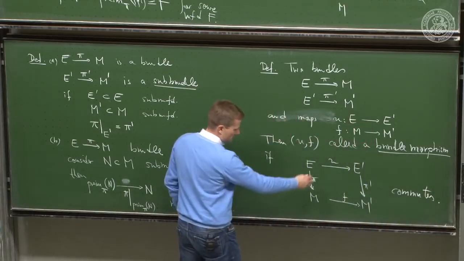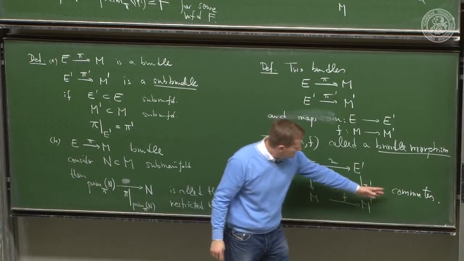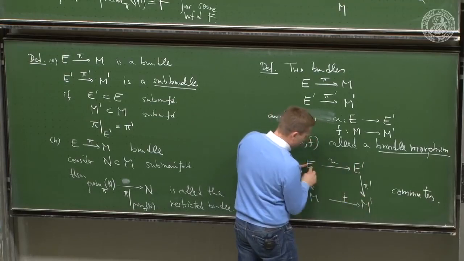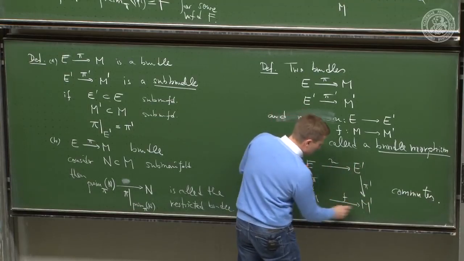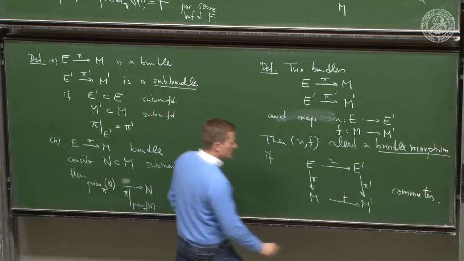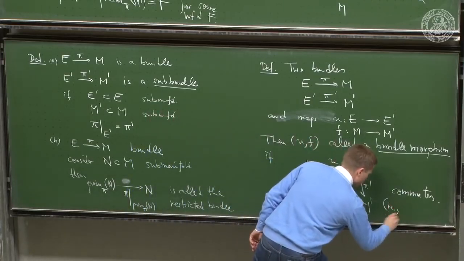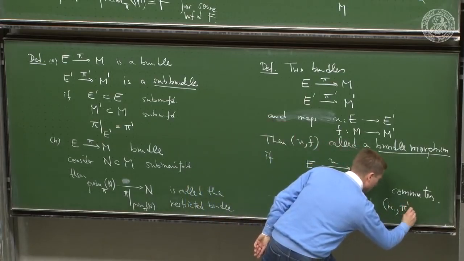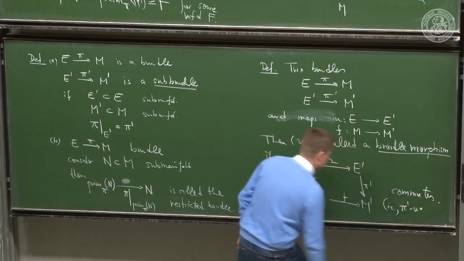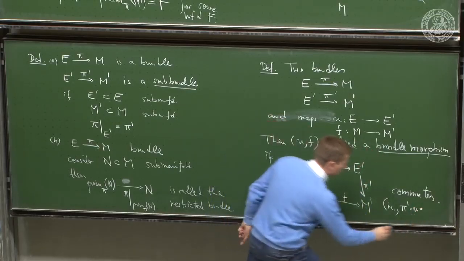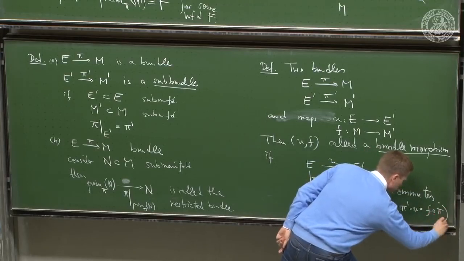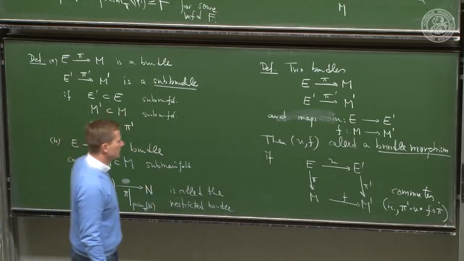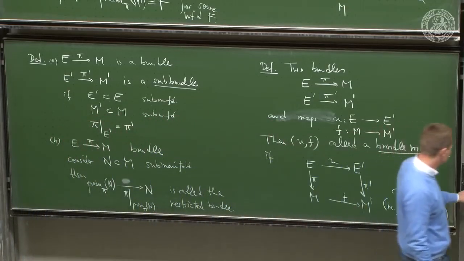Well, maybe we should spell out once again what it means for this diagram to commute. It means you can either go this way from this E to M prime, or you can go that way, and it should give you the same result. So that is pi prime after U is the same as F after pi. And you see, you need to use this projection map here, and then this is called a bundle morphism.